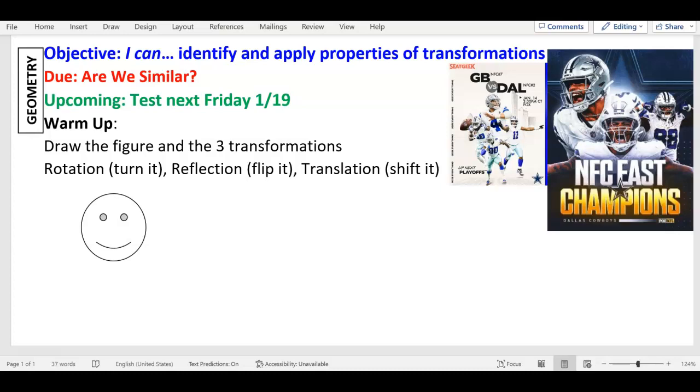Look at this smiley face. Did you draw it? Or whatever shape. And then you want to try to sketch 3 different transformations. One of them is rotation. Okay, so rotation is when you turn.